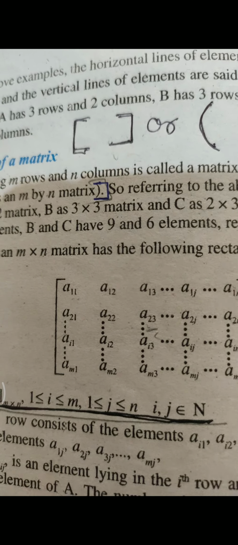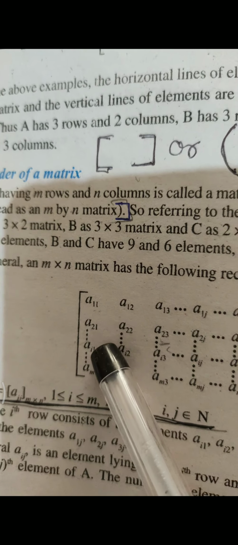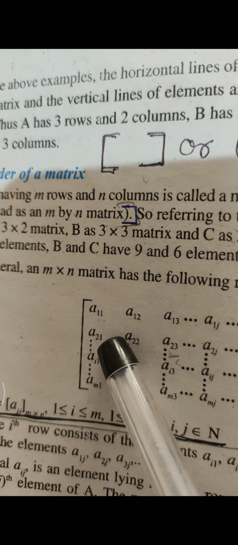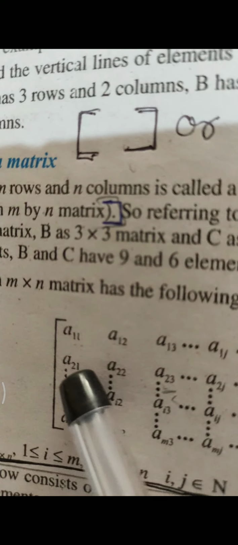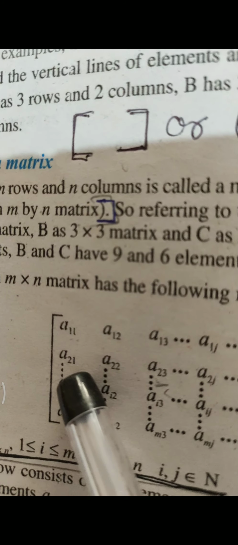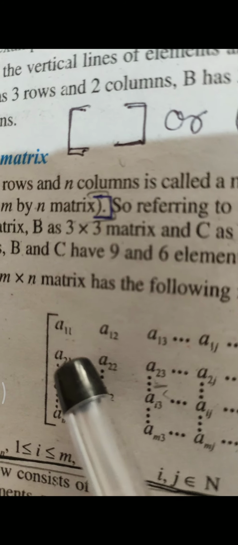So when you have to locate the position of an element, what is the rule? We denote the element by a small alphabet a, and then in subscript we write two numbers. The first number shows the position of the row and the second number shows the position of the column. So A21, what is the meaning of A21? That is the element which lies in the second row and first column.